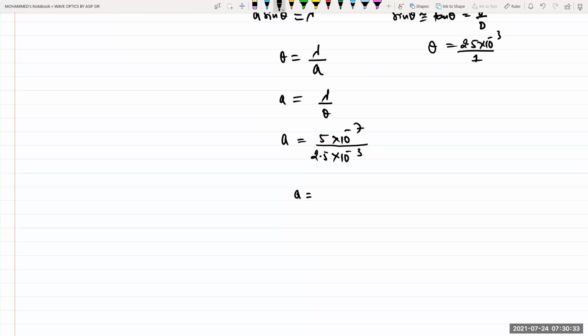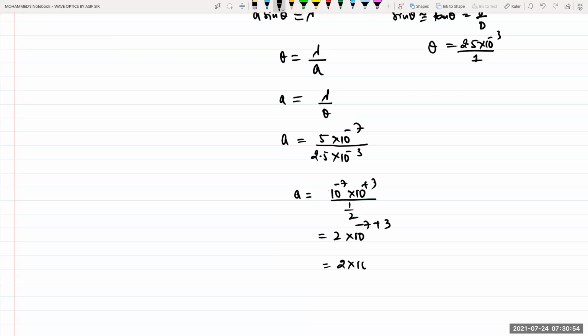So this will become for me 5 ones and 5 0.5 until this will become for me 10 to the power of minus 7 into 10 to the power of a plus 3 divided by 0.5. 0.5 is 1 by 2. So this will become for me 2 into 10 to the power of minus 7 plus 3. So what is the answer for this one beta?